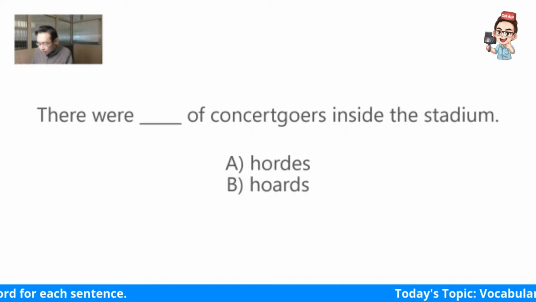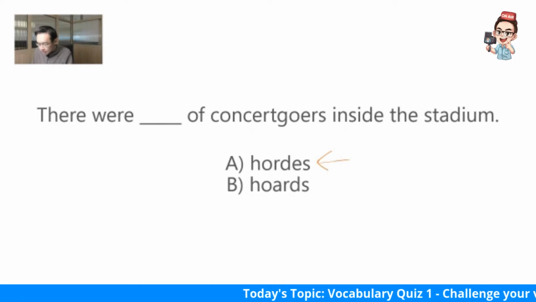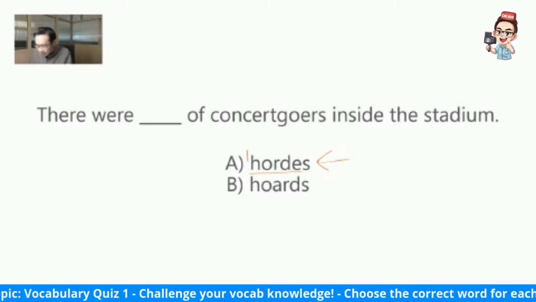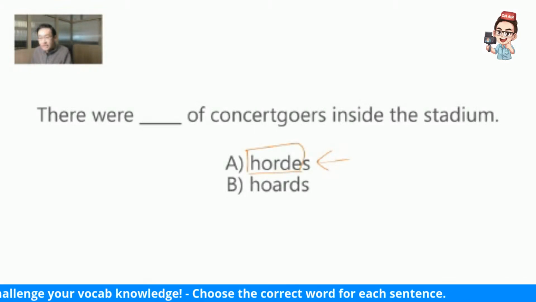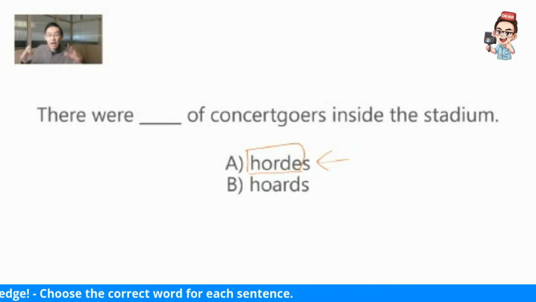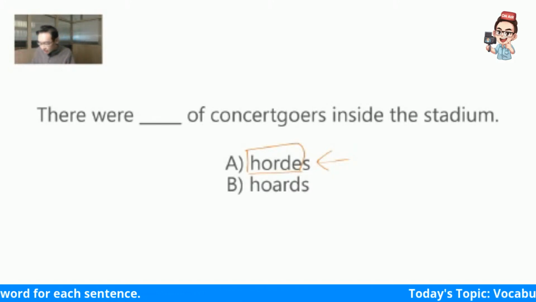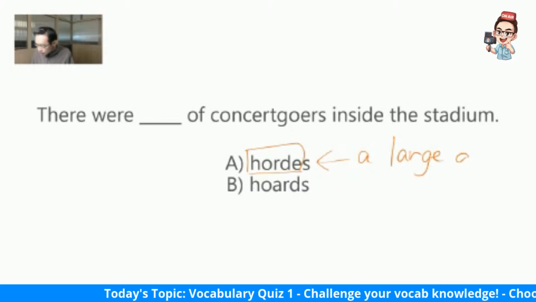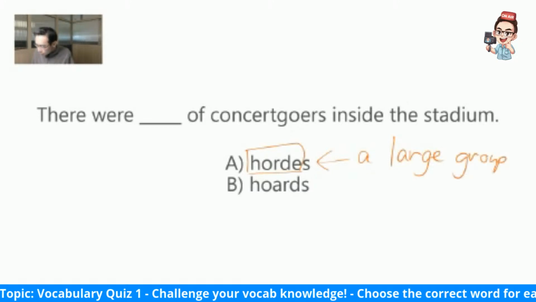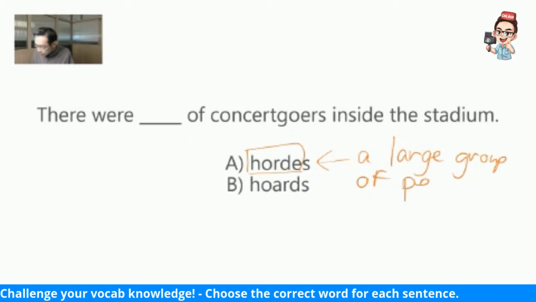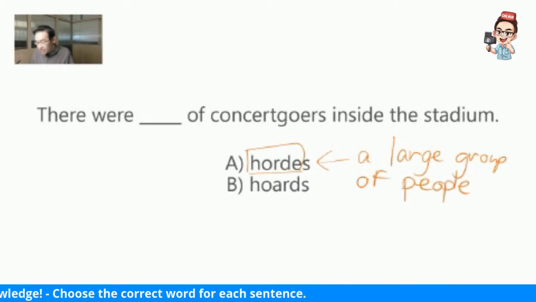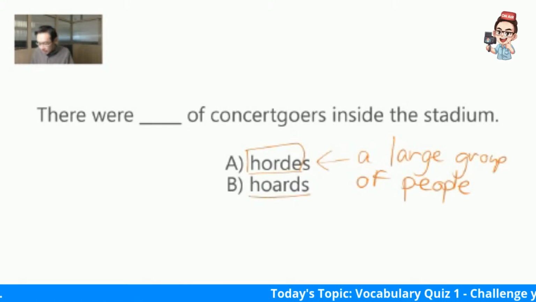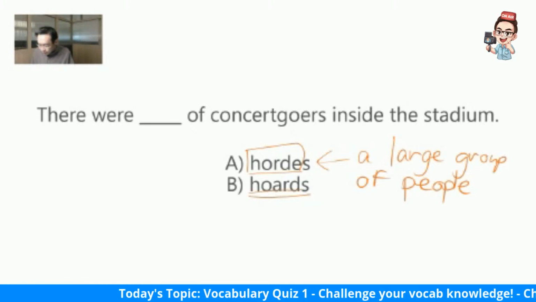So let's begin with hordes, choice A. Okay, I'm not saying this is correct or not. Hordes is a plural, so it comes from the word horde. Horde, spelled like this in choice A, means a large group of people. All right, so I'll write it down: a large group of people. Okay, so that's a horde. What about hordes like this? This is also plural. The singular form would be horde without the S.